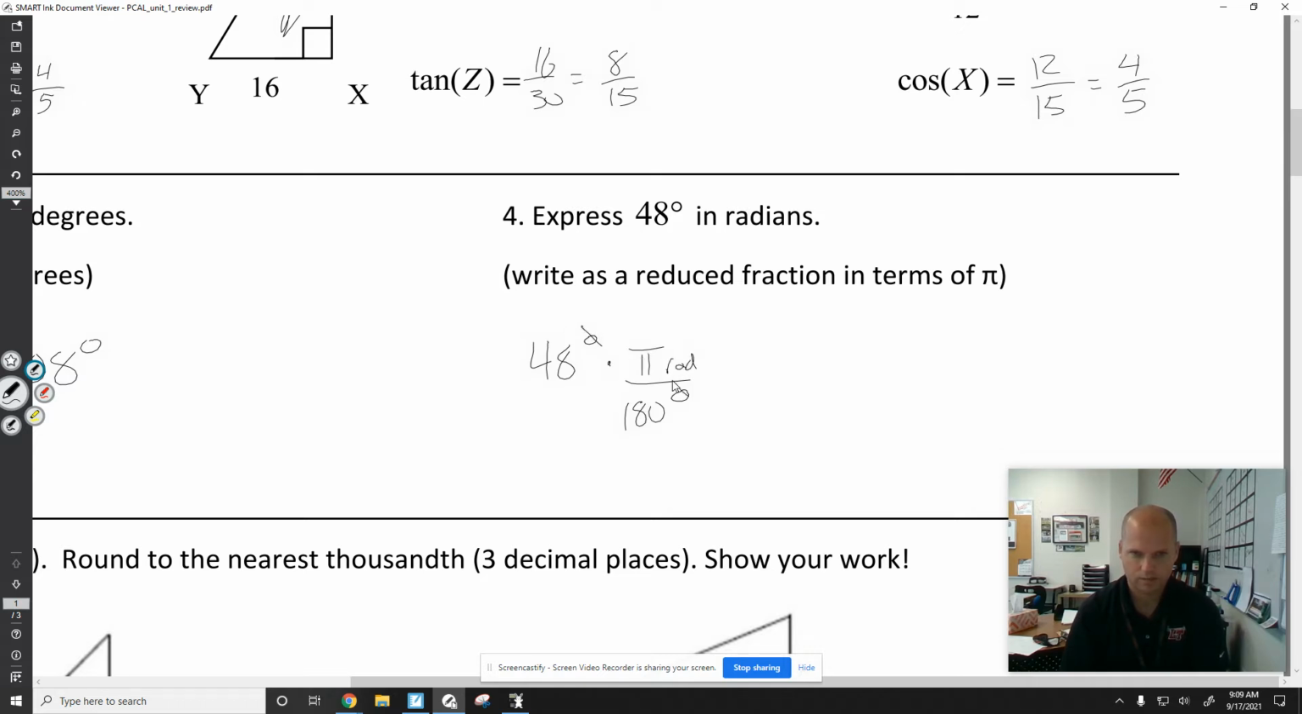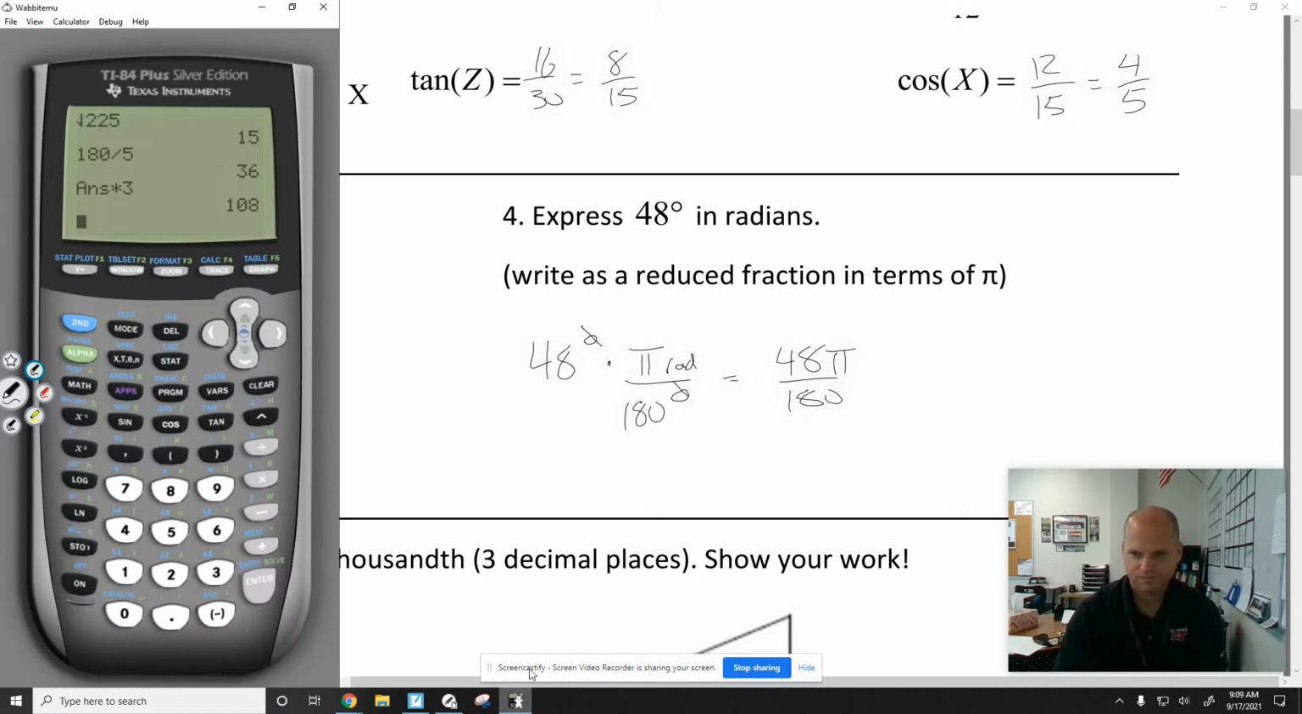So the degrees cancel. I have 48 over 180 pi. You can put the pi in the numerator next to it. And I want to take that and simplify it as a fraction. The way you guys know how to do it is to use alpha F1, and usually they just automatically reduce this fraction for you. If you put it in fraction, they'll output it in fractions. Or if you just divide the two numbers, you'll get a decimal, but then you'll turn it into a fraction, math error. So 4 over 15 pi, or 4 pi over 15.